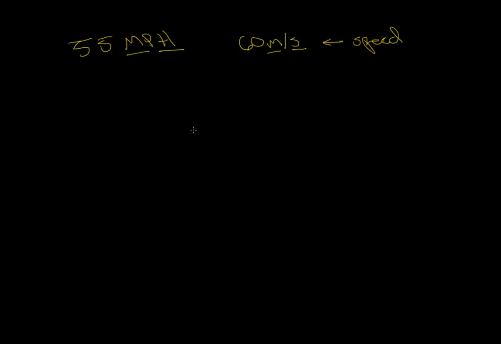okay? Velocity is basically the same thing, but it's going to include a direction. So if I say to you 55 miles an hour northeast, I'm giving you a speed and I'm giving you a direction. So this would be something that is like velocity.